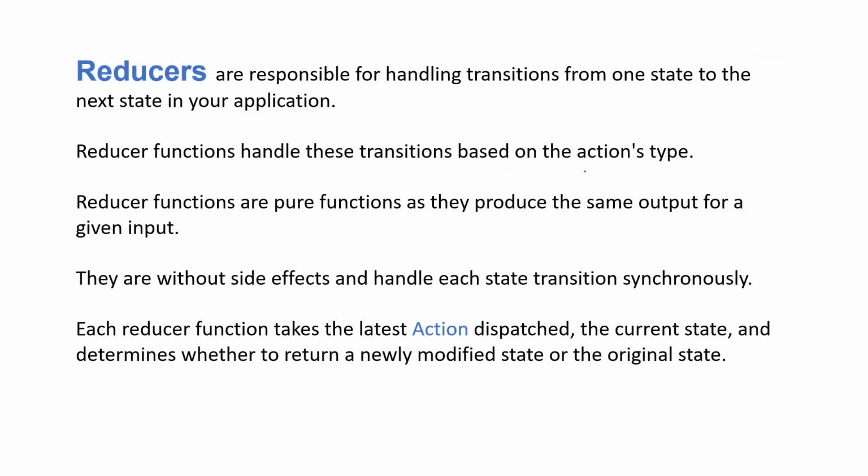Okay, so now what kind of functions are reducer functions? Reducer functions are basically pure functions. That means if you give any specific input, it is going to produce the same output. So it's deterministic in nature. Non-deterministic functions are those which, for a given input, you cannot predict the values they will produce, for example a random function. Random is a non-deterministic function, but pure functions are deterministic, and they are always going to produce the same value for the same input.